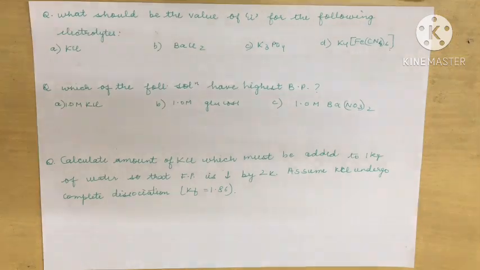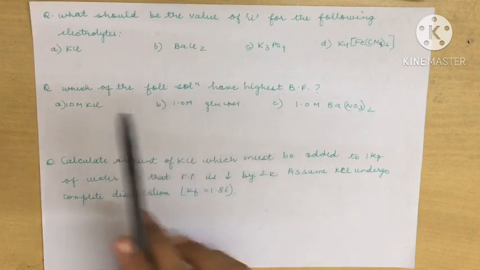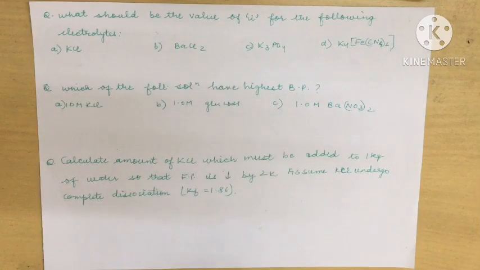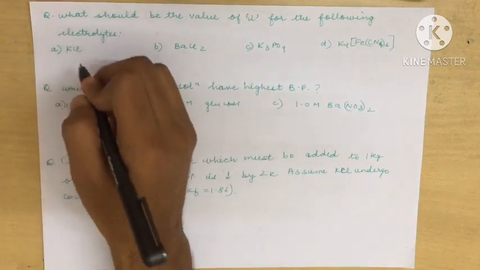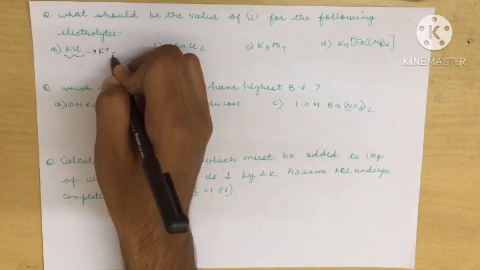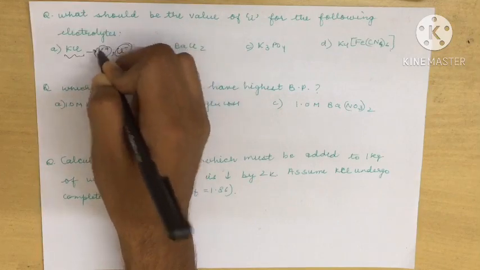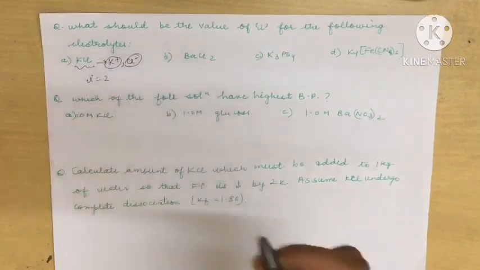Now see, first says what should be the value of i for the following electrolytes. Now here we are having four electrolytes. You are supposed to say the value of i, that is Van 't Hoff factor. In this case, you have to directly calculate the value of i. How do you calculate? You have to just see how many ions will be formed by the individual solutions. Suppose we have KCl. KCl will dissociate into K+ and Cl-. So you have two ions here. That's why the value of i here is 2.